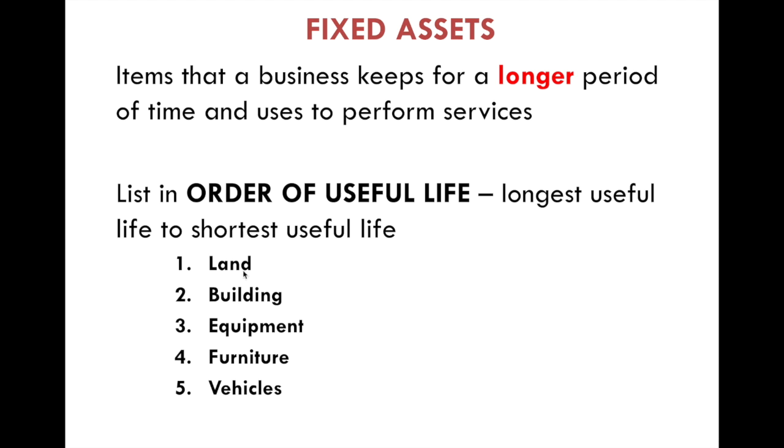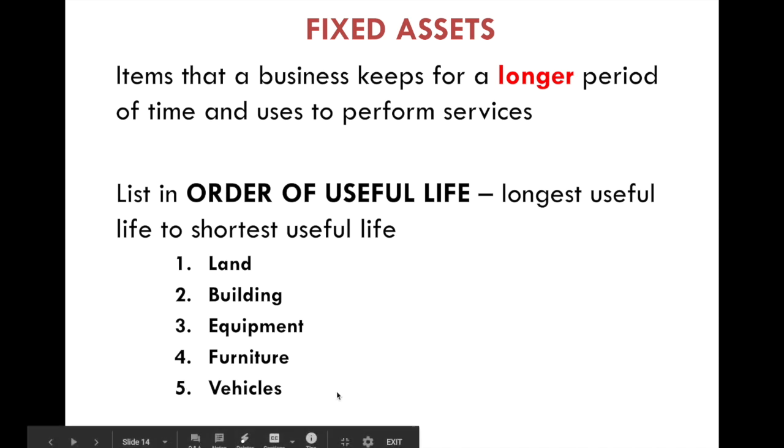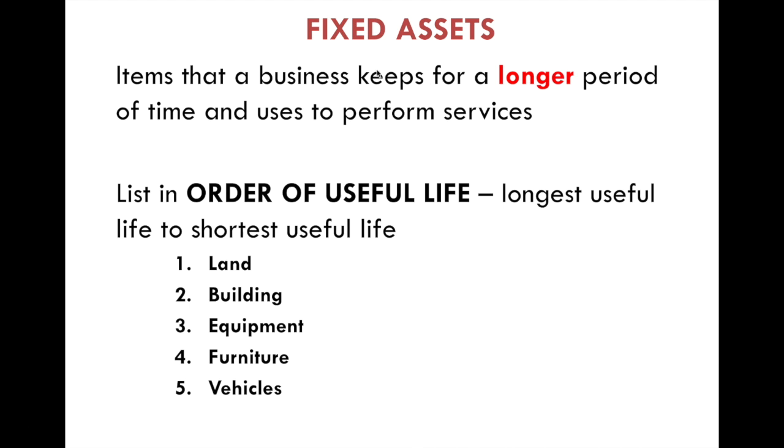Land is kept for a long time. So our buildings, same thing with equipment like machinery, furniture, vehicles. When we list fixed assets, we list them in order of the asset's useful life.